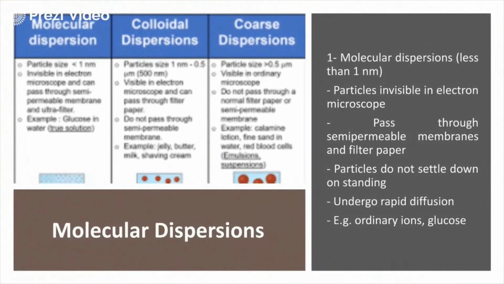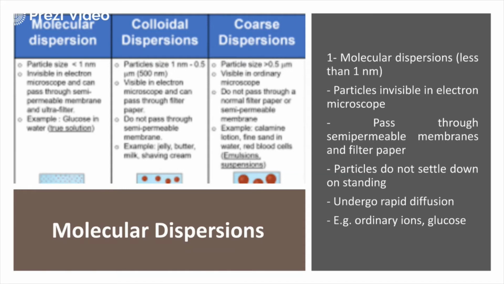Now talking about the further classification based, again colloids can be classified into the molecular dispersion, colloidal dispersions, and coarse dispersions. These are basically the three types of dispersion. The first is the molecular dispersion, where the particle size is less than 1 nanometer, and it is also completely invisible in the electron microscope.